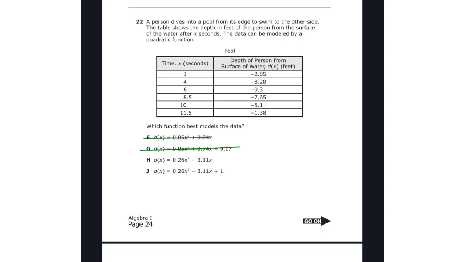Now, because there's no easy way to just figure out the right equation, I'm going to just plug in x equal to 1 and see which of these computes. So 0.26 times 1 squared minus 3.11 multiplied by 1. So 0.26 minus 3.11. So this is probably going to give you -2.85. So I don't need to go much further. That's going to be my best answer.